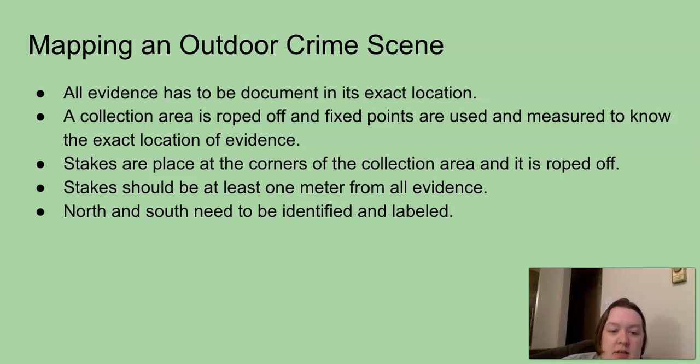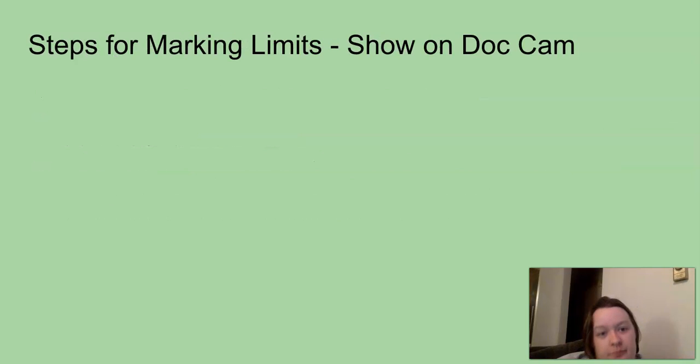All stakes or edges of the crime scene must be at least 1 meter from all pieces of evidence. So if at the corner of one of my scenes I have a piece of evidence, the edges of the scene need to be at least 1 meter in all directions from that piece of evidence to ensure that it's not touched or contaminated in any way. When your outdoor crime scene is sketched, you also need to be sure you identify north, south, east, and west.